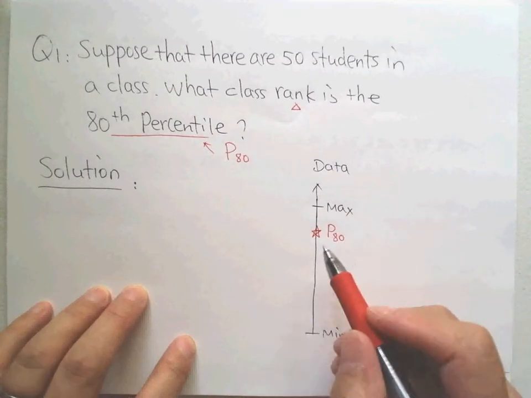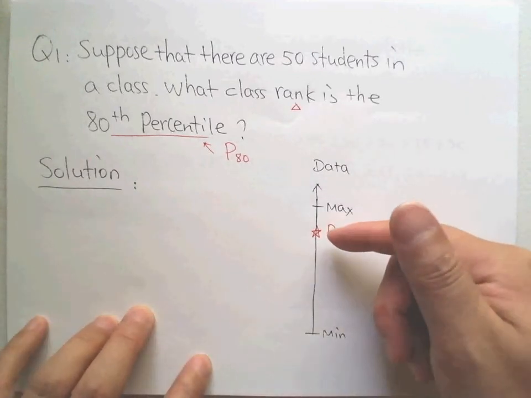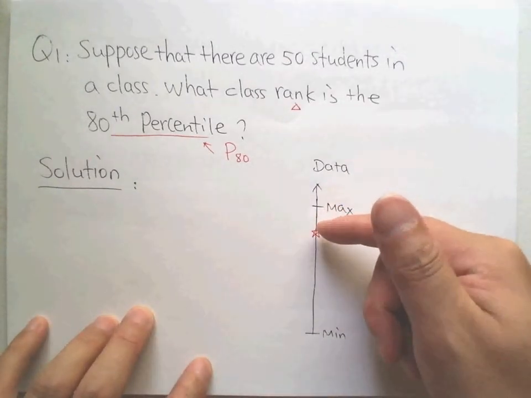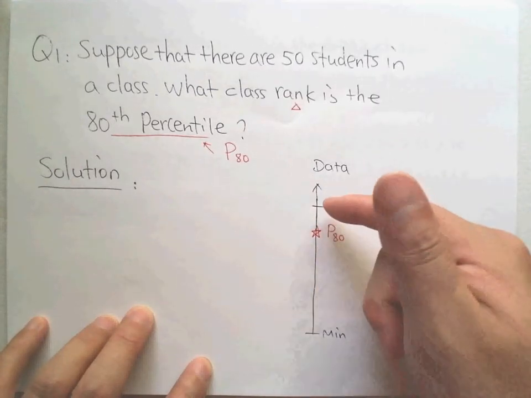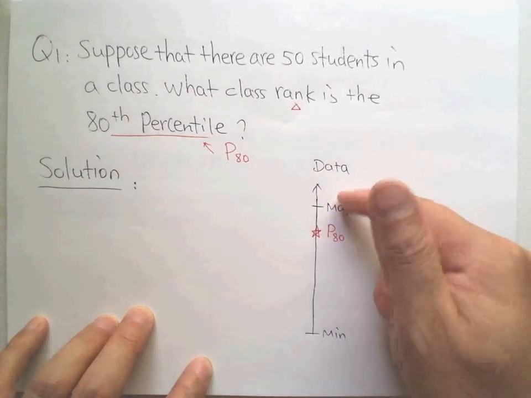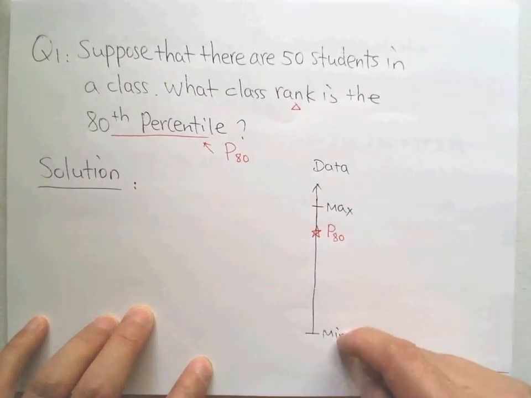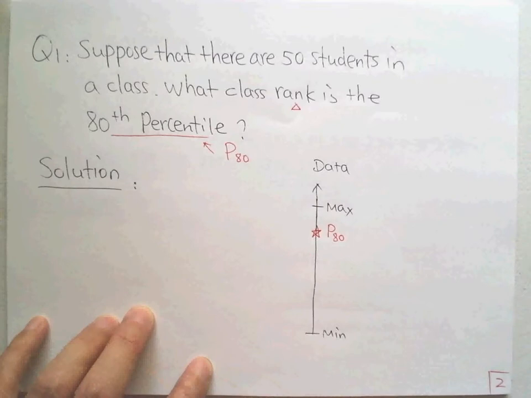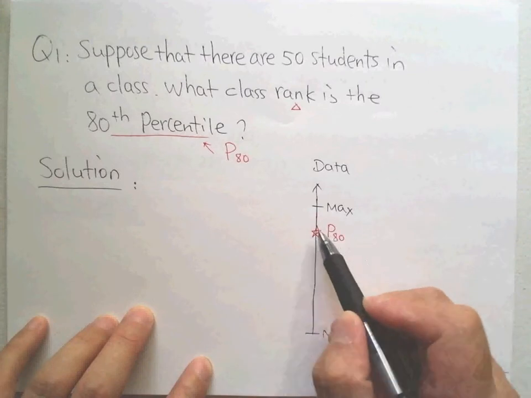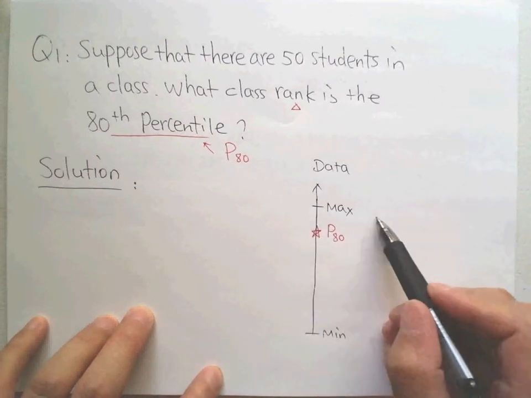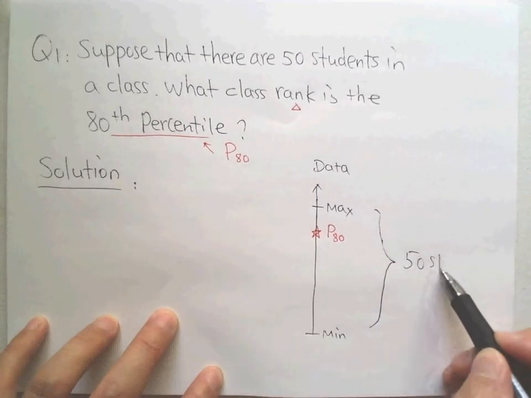Now how do we find the rank? The rank means how many students are above this one. So how do you find how many students are below? It's the same. For rank, the maximum should be number 1, so rank goes from the top to the bottom. For the percentile, it goes from the bottom to the top. It's a little bit different. So now how do we find it? What we need to see is how many students are above this number. First, let me look at how many students there are in total. In total there are 50 students.